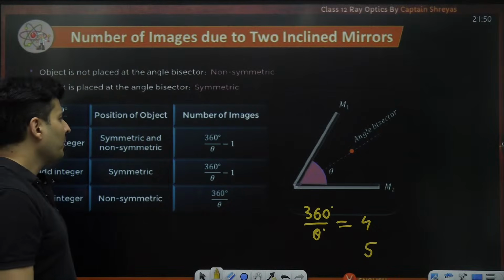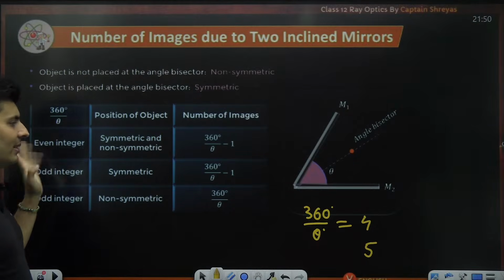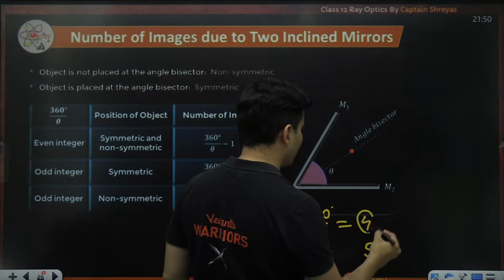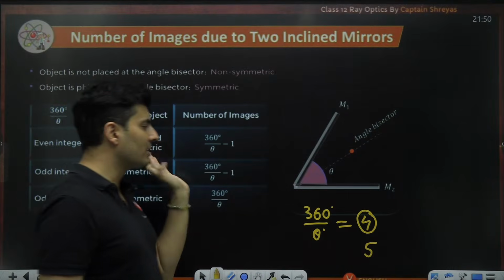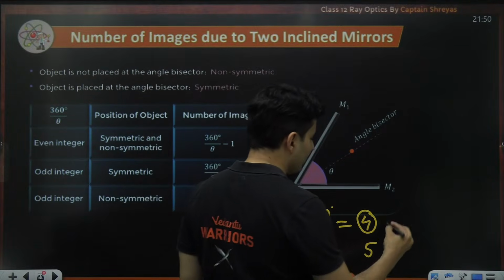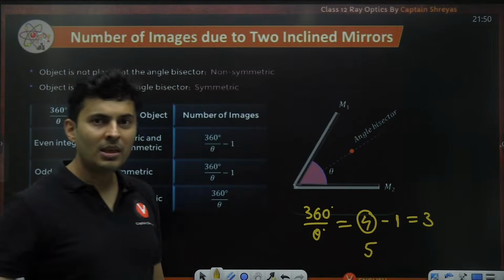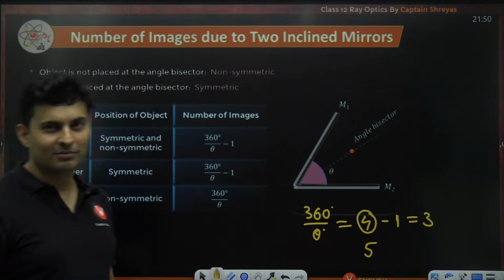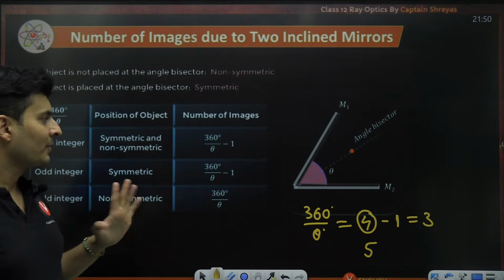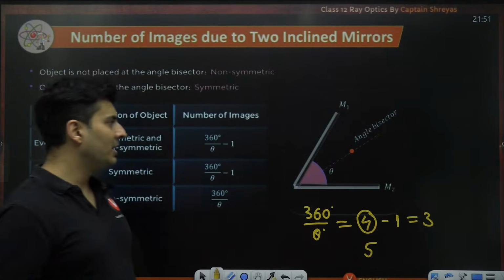Now, if it is an even integer, like the number 4, then the number of images will be whatever answer you got minus 1. Forget whether symmetric or asymmetric, minus 1. So the answer will be 3. If it is even, always make it odd. 4 minus 1.